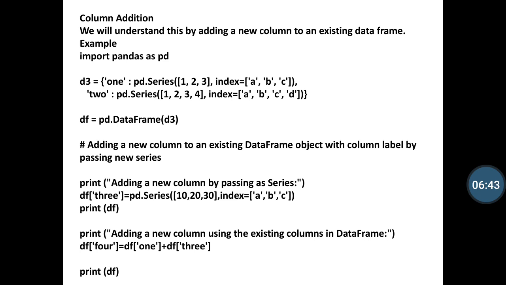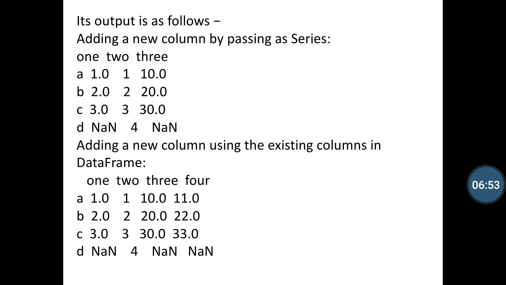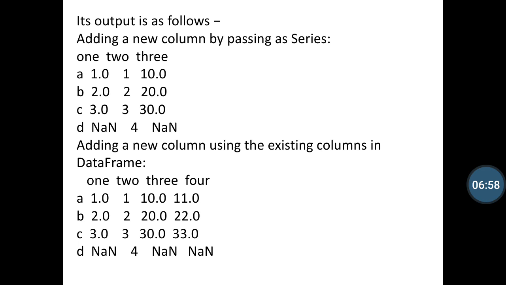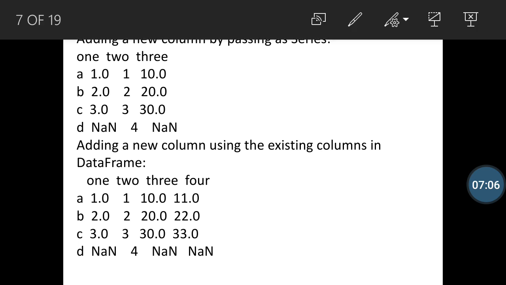Those values are added by the column defined in data frame 4, and then print the df. After executing, you can notice that the above values can be executed, and add a new column by passing a series 1 2 3, and abcd is the index. The 1 is 1.0, 2.0, and the fourth value is not NaN, and the 2 column is 1 2 3 4, and the 3 column is 10 20 30, and then after NaN, adding a new column.